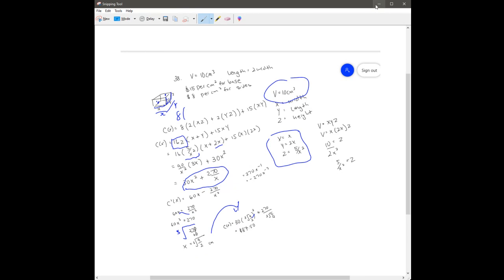Great. That's it. To make it more precise, right here... Oh, I cannot write. C prime. You said it, but you didn't write it. C prime of x equals 60x minus 270 divided by x squared equals 0, right? Yes. Right. Then you know the following steps will make sense.